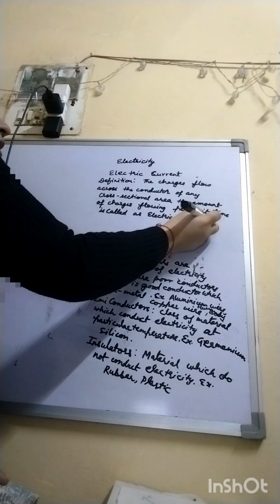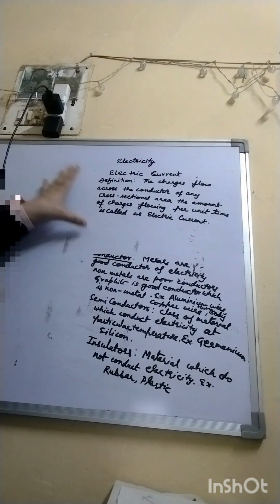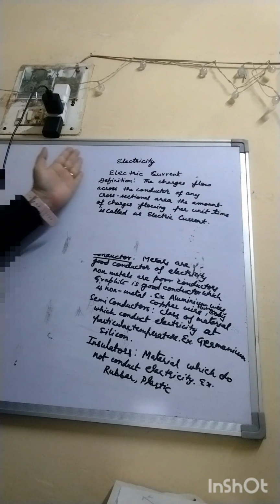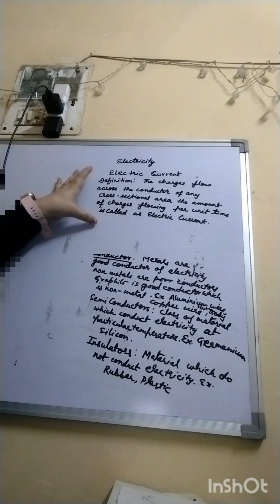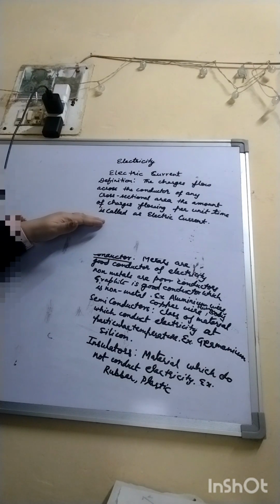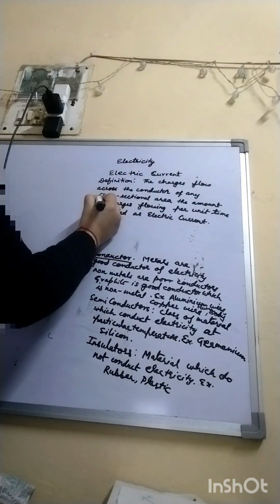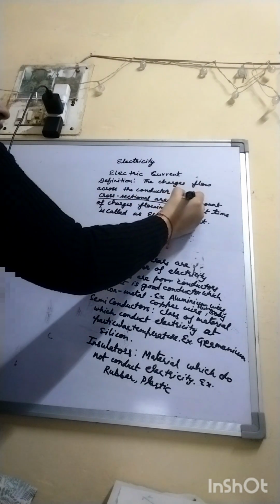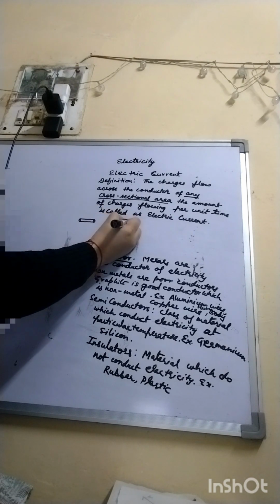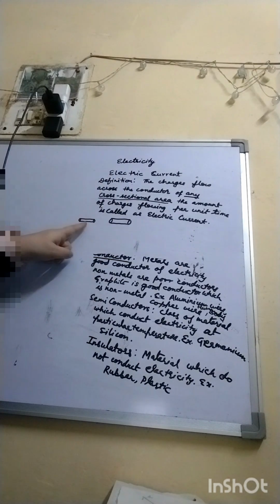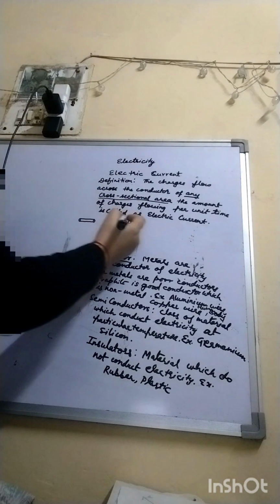A very important point to remember is that definitions are a very important part of your curriculum in your board exams. Generally definitions are asked, and there are some keywords that need to be remembered. Here the keyword is "any cross-sectional area". This means that whether the wire is thin or thick, the definition doesn't depend upon the cross-sectional area. What is cross-sectional area?